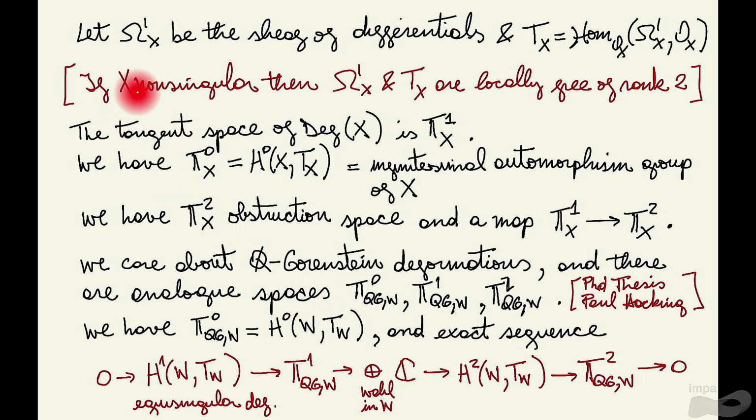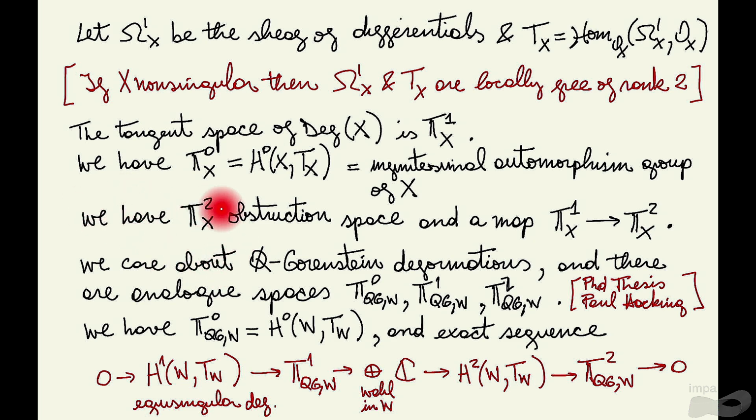On X, you have the one-forms and the dual. So if X is non-singular, then this sheaf of differentials is locally free, and then the dual too, and this is locally free of rank 2. But in our case, it's just what it is, the sheaf of differentials and the dual. And then the tangent space of this deformation space, let us denote that by T^1_X. The T^0_X is going to be the infinitesimal automorphism group of this X, and the obstructions to deformations.